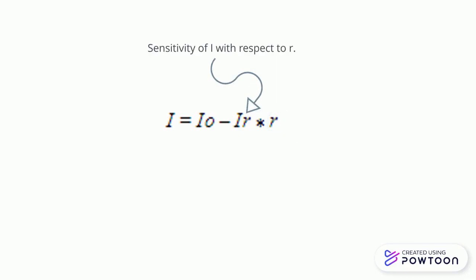In order to fully understand how investment spending is calculated, one must dissect the components of its formula. I equals I naught minus IR multiplied by R. R is classified as the real interest rate, or an interest rate that has already been adjusted for inflation. IR represents how much investment spending changes when the real interest rate is disturbed.